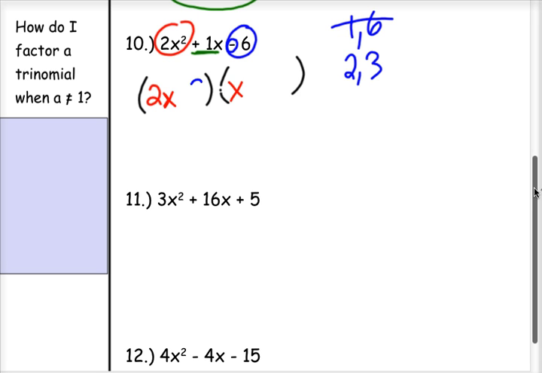So I'm going to put the 3 here, the 2 here. This time notice I'm getting 3x, 4x. Now here's the combination. When I make one of these negative, I can get the positive 1x that I'm looking for. If I make the 3x negative, that is how I can get the positive 1x, and that is going to be my solution.